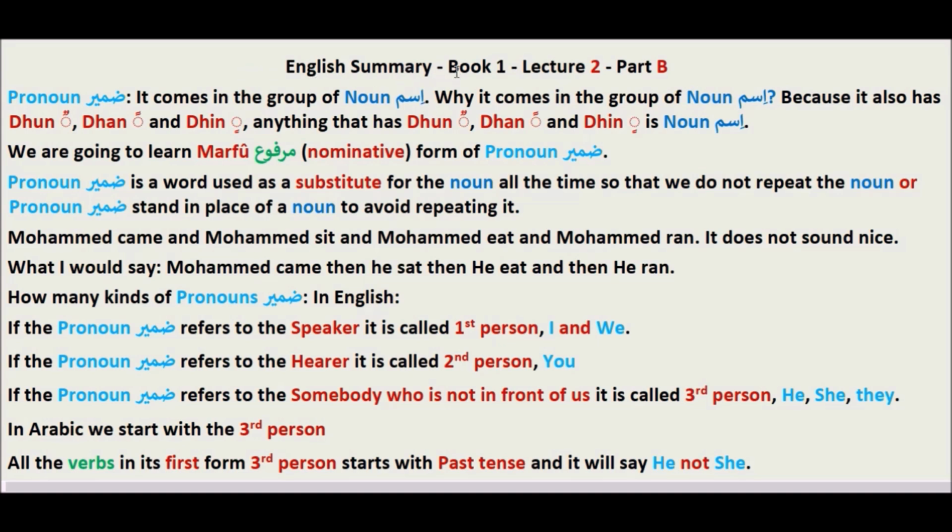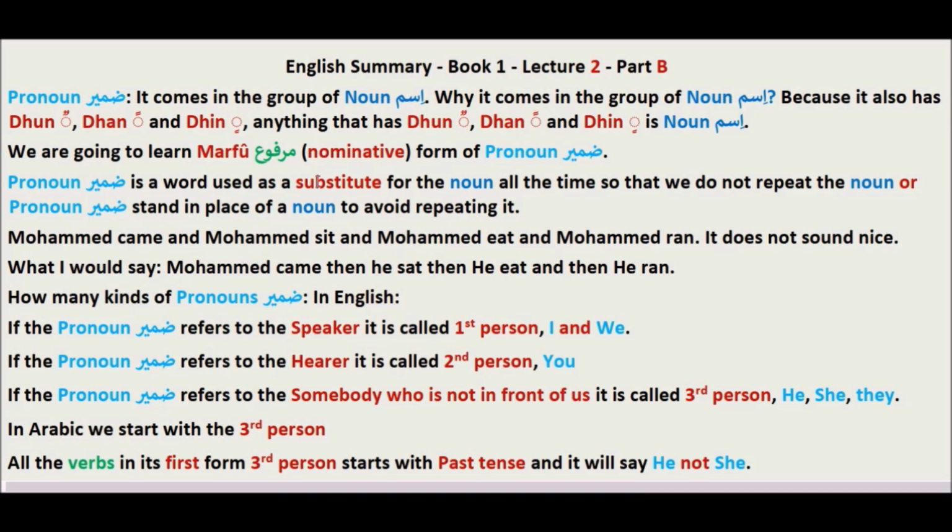English Summary, Book 1, Lecture 2, Part B. We are going to discuss pronouns. Pronoun comes in the group of noun because it also has dun, dhan, and then. That means it declines. Anything that has dun, dhan, and then is a noun. We are going to learn marfu, the nominative form of pronoun.